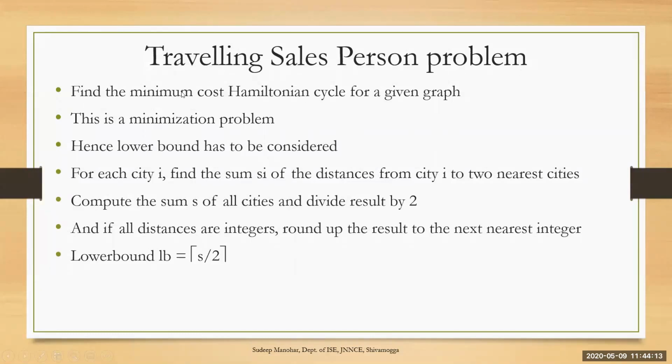Even this traveling salesman problem, we have seen in the dynamic programming method. So what is the main aim of the traveling salesman problem? There will be a salesperson who has to start from a city. He has to cover all the cities and he has to come back to the starting city. The cost incurred in traveling should be less. And whatever cycle he follows, we call it a Hamiltonian cycle. So the aim of this problem is to find the minimum cost Hamiltonian cycle for the given graph.